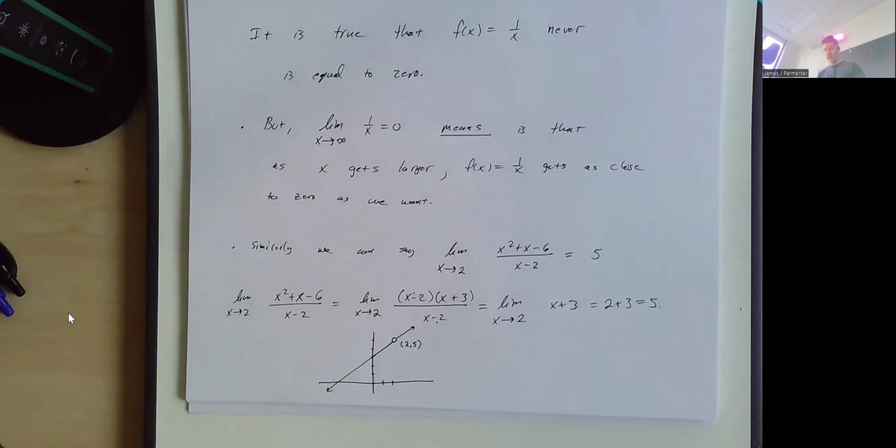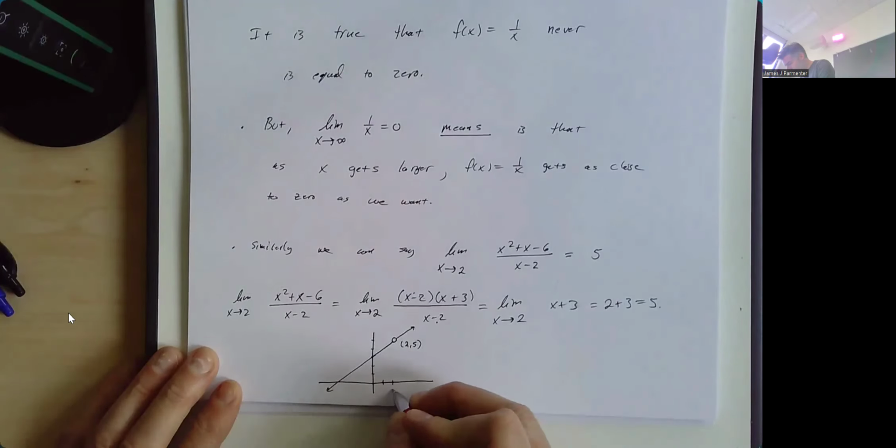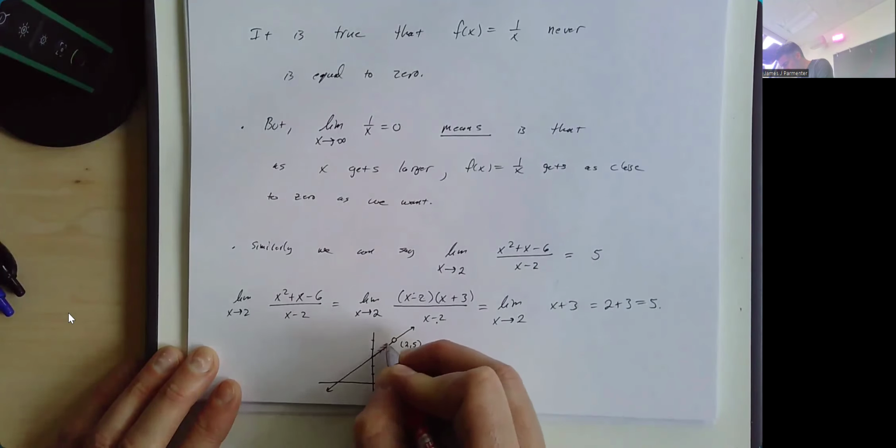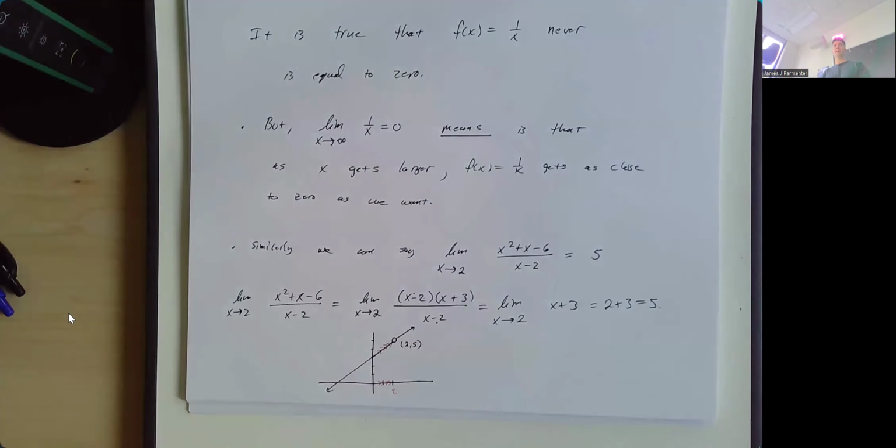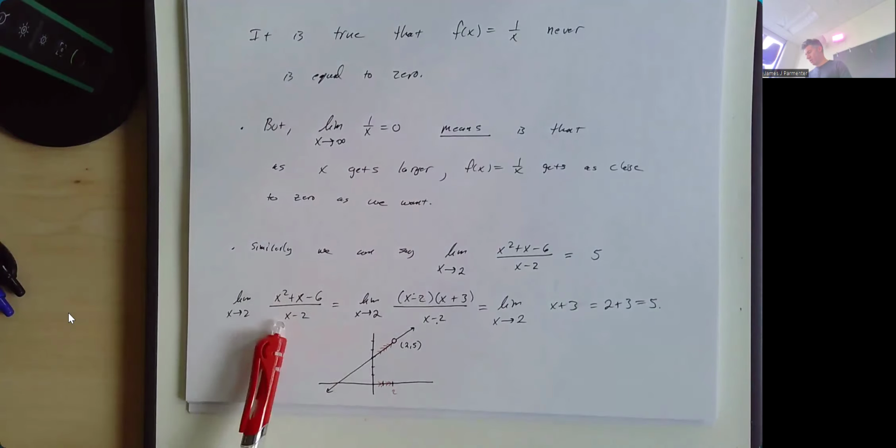And so we can see that x can get really, really, really close to 2, and the y values can get really, really, really close to 5. But again, instead of writing all those really's and close to's, we just say the limit as x approaches 2 of this function is equal to 5. And that has all that meaning for us.